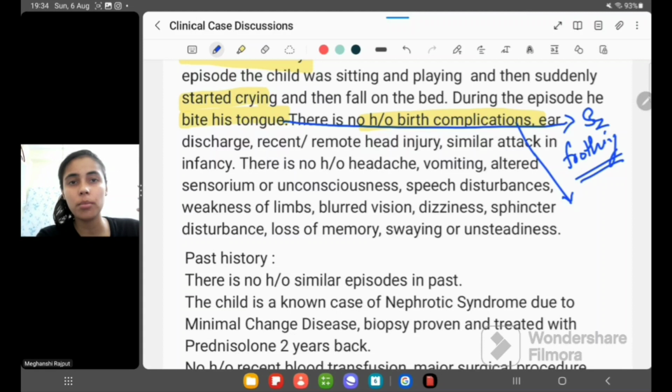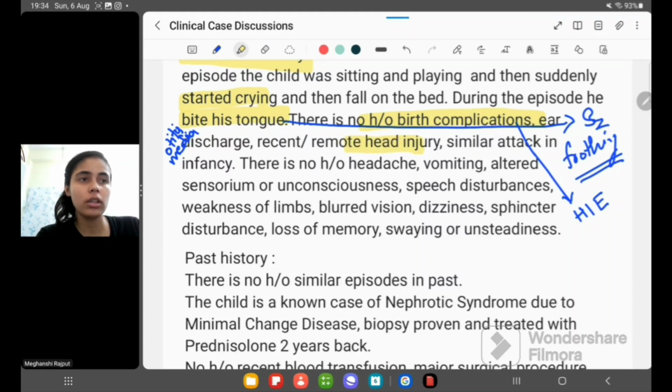asphyxia or hypoxia at an early stage: did the child cry immediately at birth or not? I'm trying to rule out HIE, hypoxic ischemic encephalopathy, because later on in childhood it presents as frequent seizure episodes, and obviously delayed milestones would be noticed. So here there are no birth complications or any recent ear discharge. Here I'm trying to rule out otitis media, these infections.